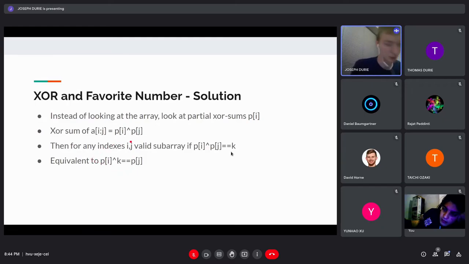Okay, so now we've kind of reduced the problem to we want to find any indices i and j that are in our subarray such that P_i XOR P_j equals K. And because of the nice properties of XOR, this is equivalent to P_i XOR K equals P_j. And now this is kind of in a more familiar format to what we saw before.